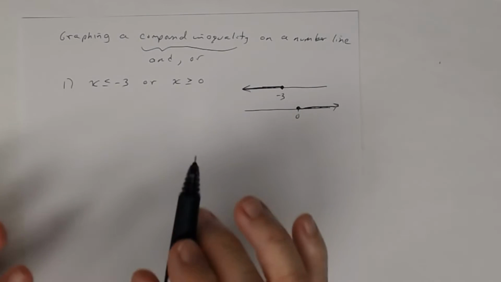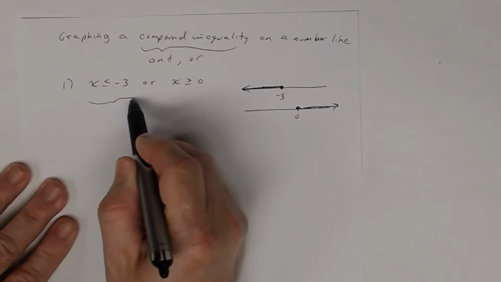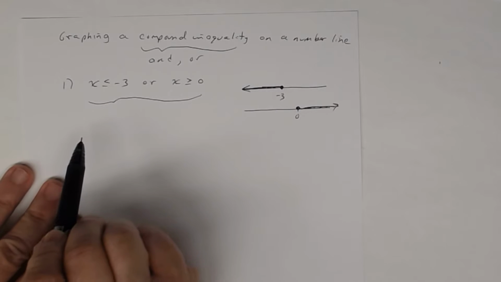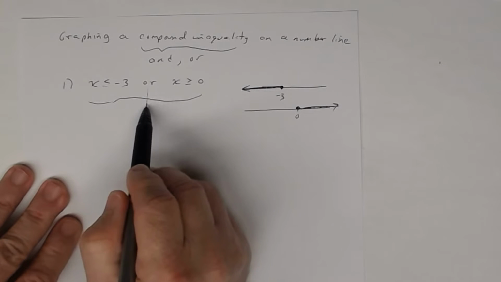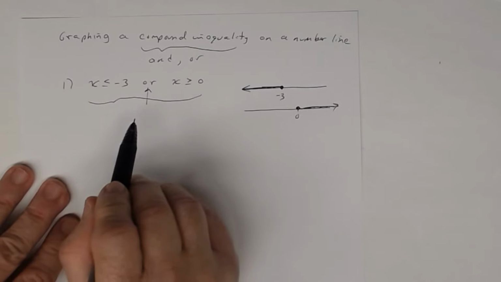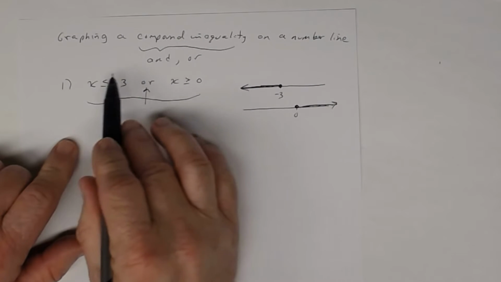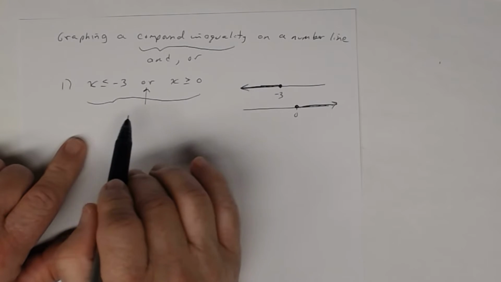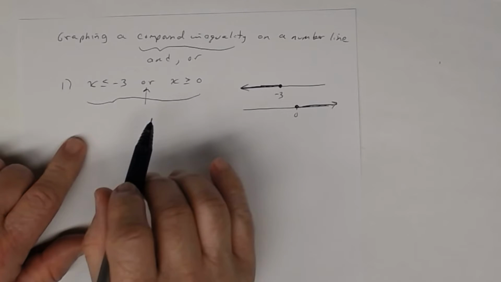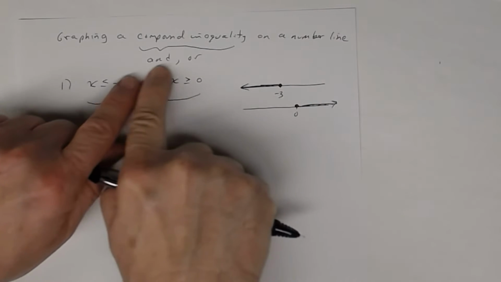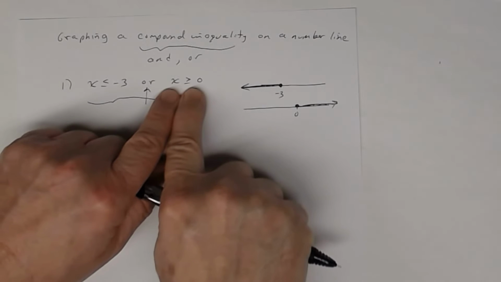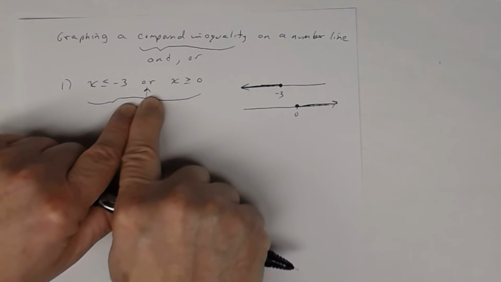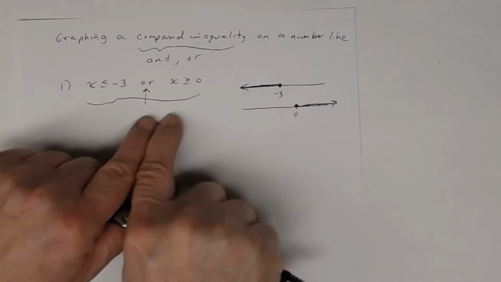Now what I want to do though is graph the solution to this compound inequality. That's where we look at the word "or" right here. What "or" means is this: the solution to this compound inequality is the solution to this inequality or the solution to this inequality. Any solution to this is a solution to the compound inequality, and any solution to this is a solution to the compound inequality because of the word "or." So the solutions will come from either this or from this.